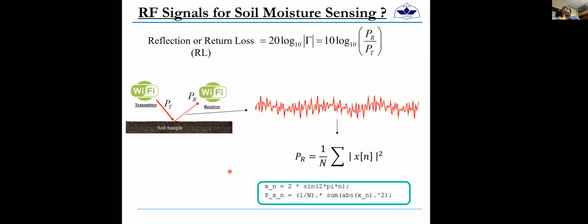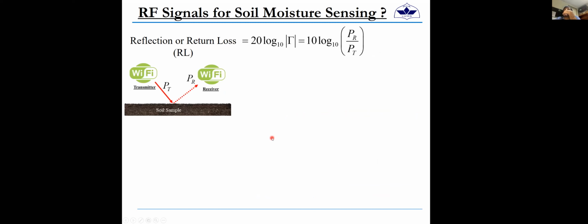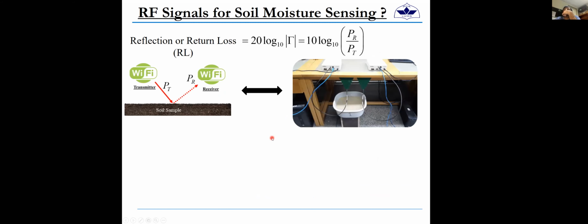ठीक है जी, so let's move and design our experiment. क्योंकि अब हमें पता चल गया कि हमारे पास PR है, PT है, we have to simply measure them in MATLAB, and then that will give us this quantity reflection or return loss. Okay, so this is our setup.